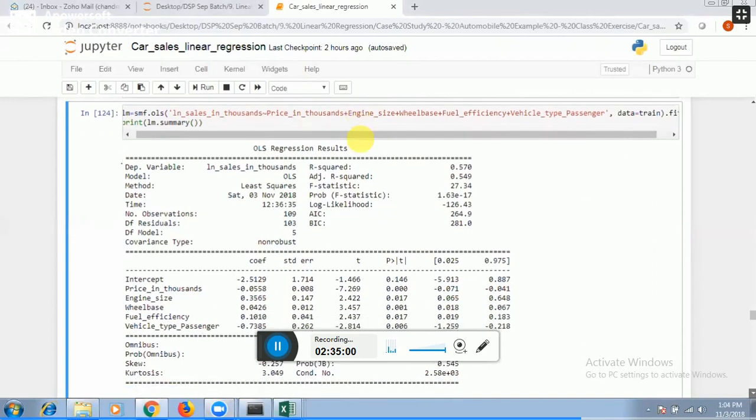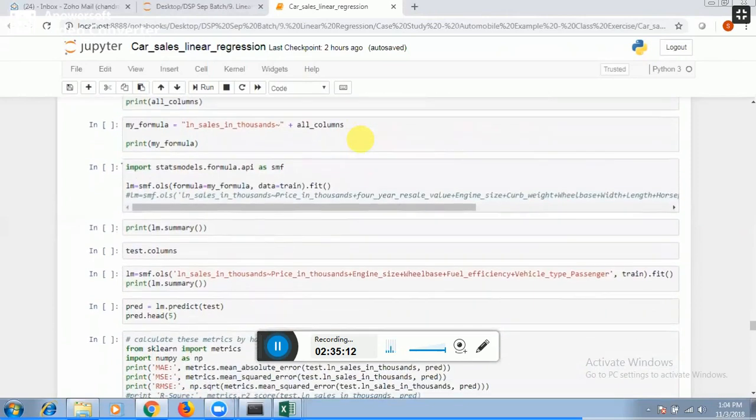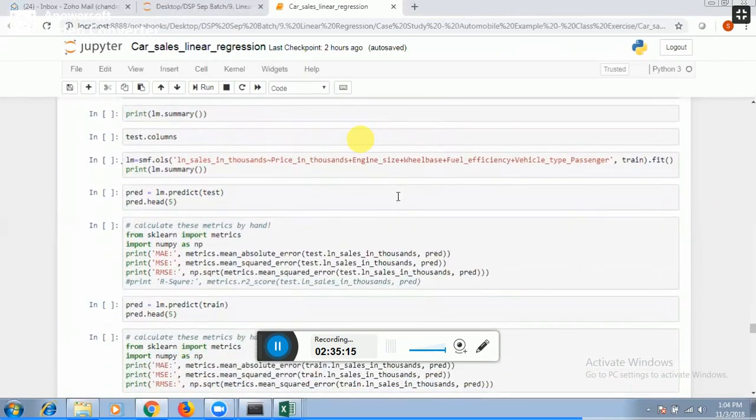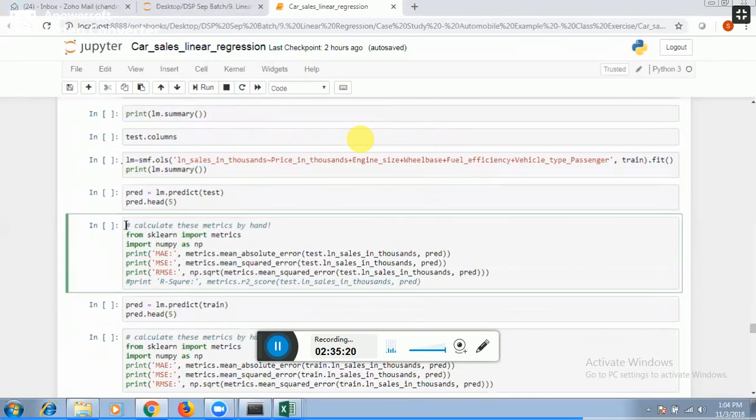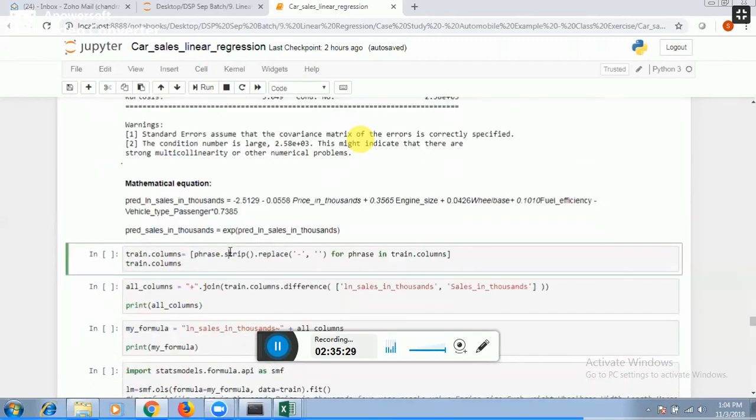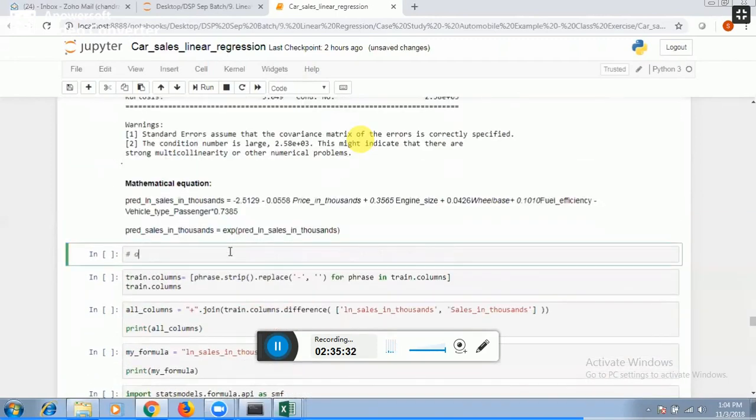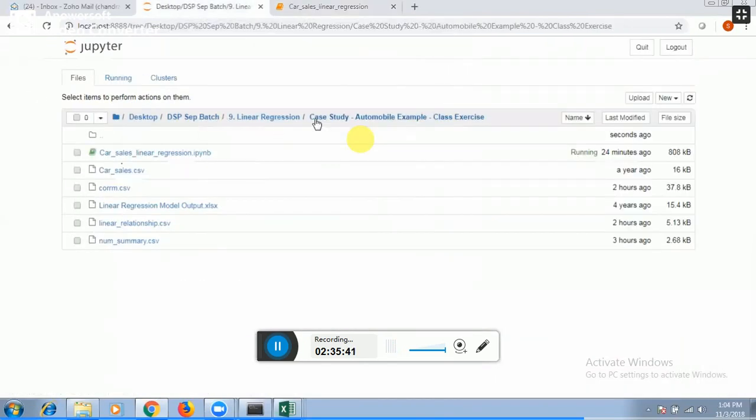Okay, so once you got the model, what is the next thing I need to do? Check on the test data. So for that, what we need to do is, you got the model. Assuming that this is my model, I got it. Now I need to calculate the metrics. This is all my variables. I already have all these.